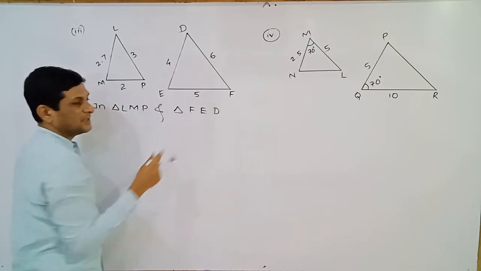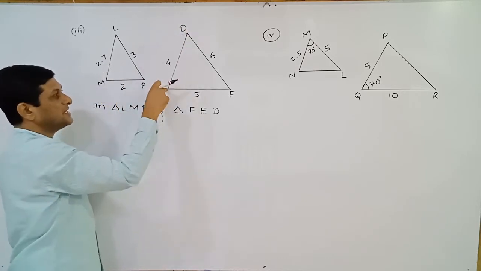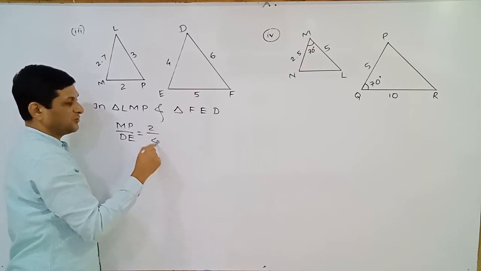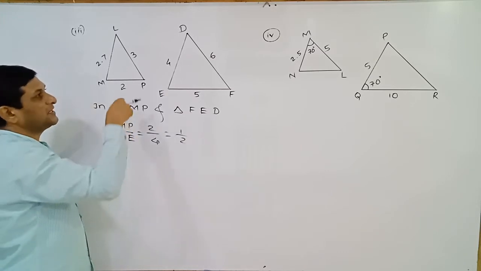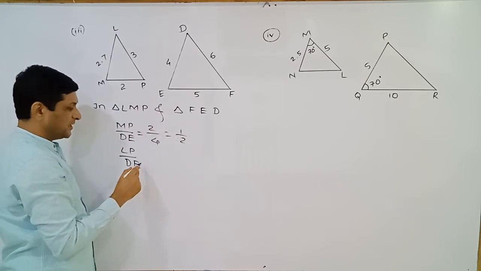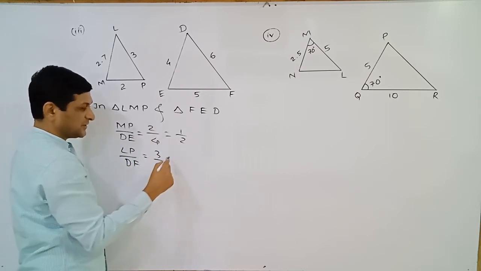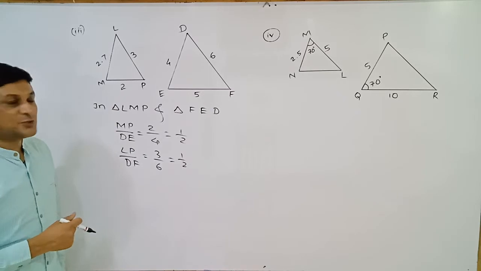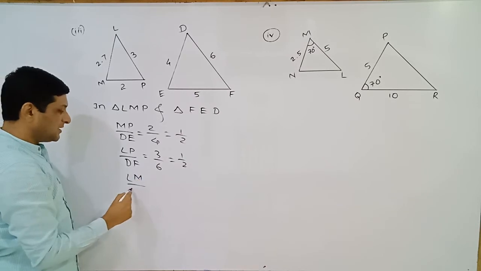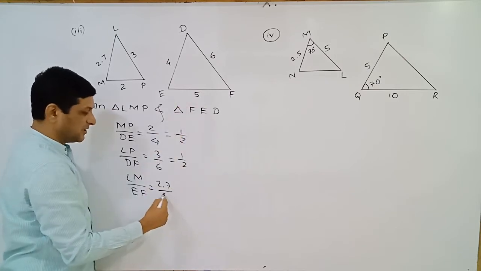Now in these two triangles, MP upon DE will be equal to 2 by 4, which is 1 by 2. Now we are finding the ratio of the corresponding sides LP upon DF. The length of this side is 3 and the length of DF is 6, so it is 1 by 2. Now we are finding the ratio of the third corresponding side, LM and EF. LM upon EF will be 2.7 upon 5.